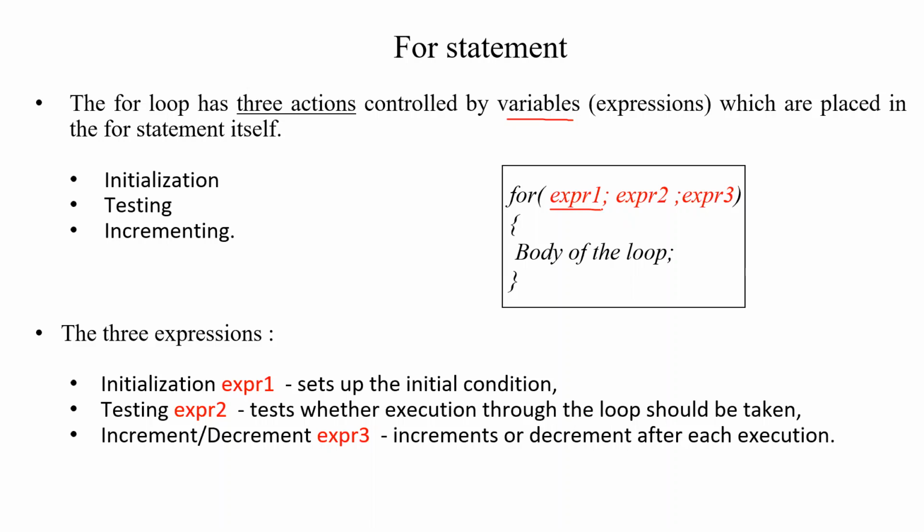The first part is known as the initialization, the second is known as the testing, and the third is known as the increment or decrement, that is, incrementing or decrementing the control variable. Got it? So in the while loop, we have only the center part, that is testing of the control variable. While in the for loop, we have three things: initialization of the control variable, testing of the control variable, and incrementing or decrementing of the control variable. Got it? So there are three actions which are controlled by the variable.